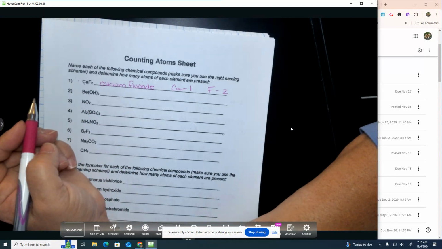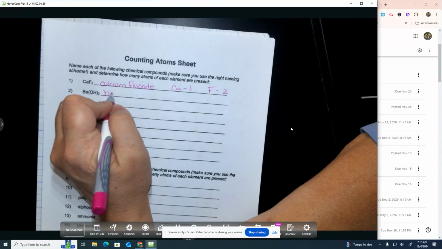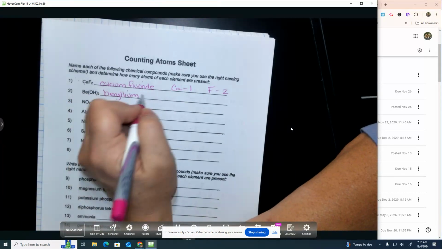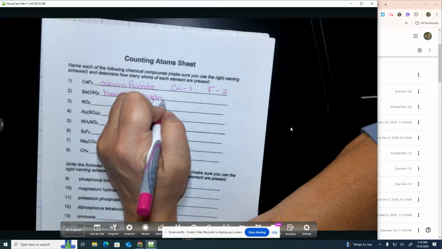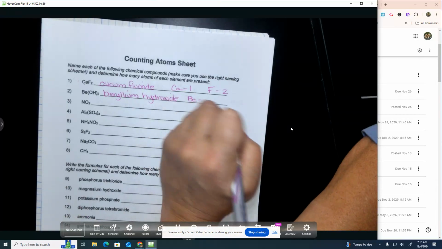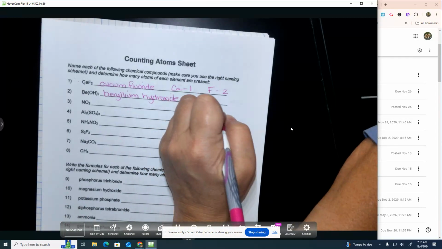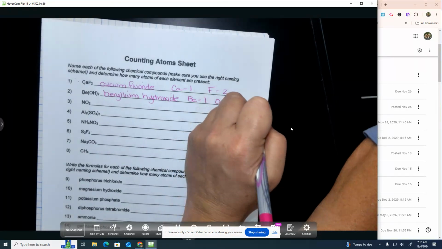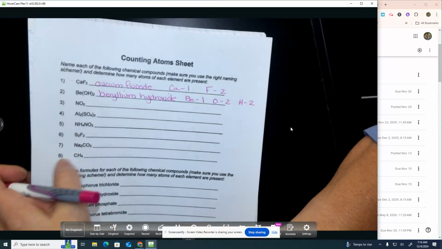Alright, the next one. Be(OH)2. Beryllium. What was it? Hydroxide. Does it need a Roman numeral? No. How many berylliums? One. How many oxygens? Two. And how many hydrogens? Two. Okay.